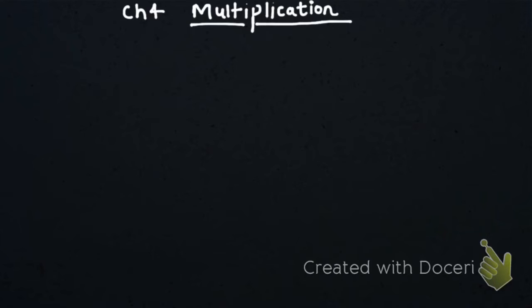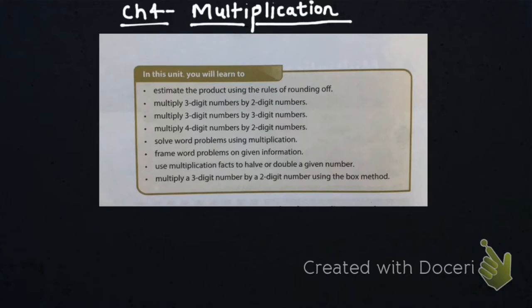So today we'll start chapter number 4, that is multiplication. So in this chapter we will learn how to estimate the product. Okay. So our first topic will be how to estimate the product.